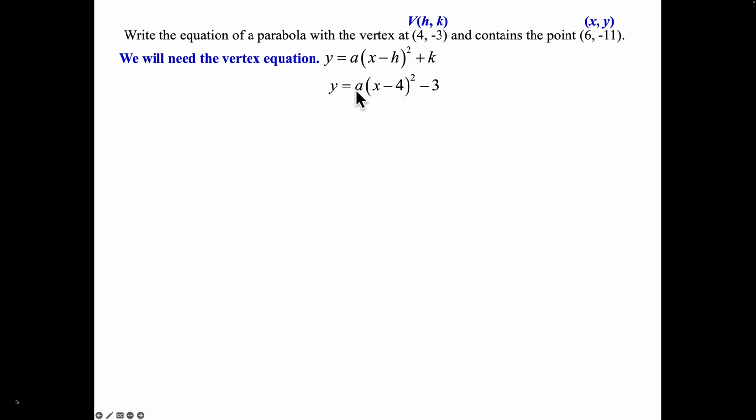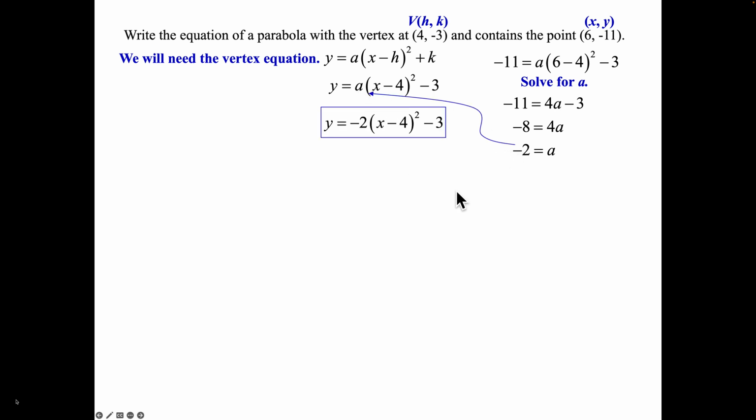We need to solve for a. Well, therefore, you need to have an x and a y value. We'll steal that from this point right here. So -11 goes in for y, 6 goes in for this x. 6 minus 4 is 2. 2 squared is 4. So 4a minus 3, go ahead and solve for a, add over the 3, makes it -8, divide over the 4, makes it -2. Then we'll take -2 and put it right there in front of our parentheses. And there's our equation. And that wraps up 11.7.